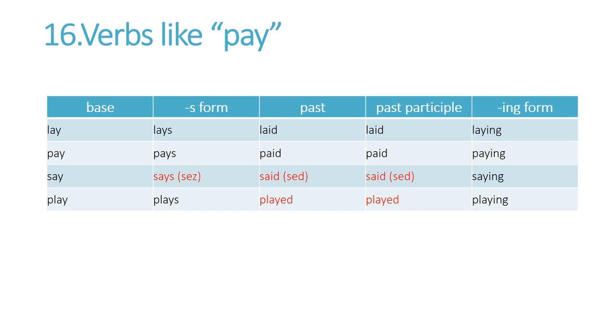Say, said, said. The pronunciation is a short E sound, eh, said, in both the past and the past participle. Also, with the S form, we don't say says, we say says, short E, eh sound. The last one is play. Now with play, this is a regular verb, so it doesn't change the ending. It uses the ED ending, but the pronunciation is similar to the ones above. Play, played, played.